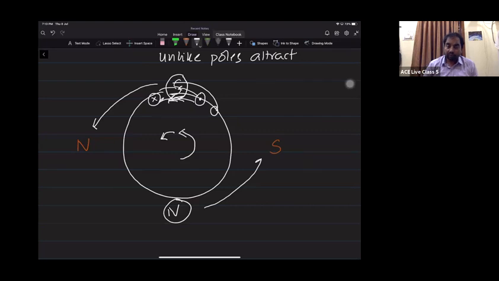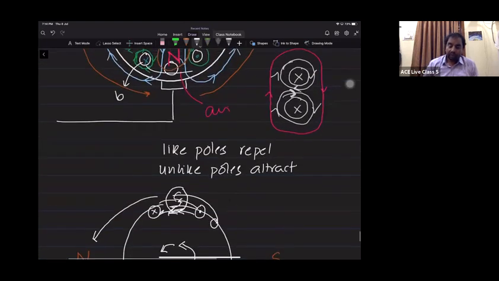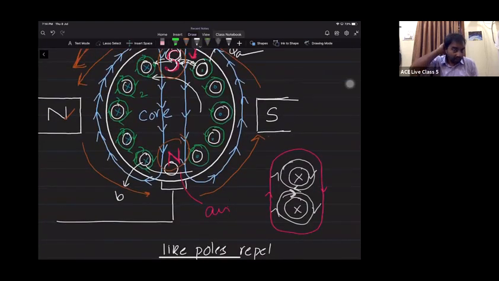Right? So let me tell. Initially, why will the armature rotate? Simple answer: the armature rotates because of continuous attraction and repulsion. Between which two magnetic fields is there a continuous attraction and repulsion? Between the field poles and the armature poles, there exists attraction and repulsion. Because of that, this armature will try to rotate.